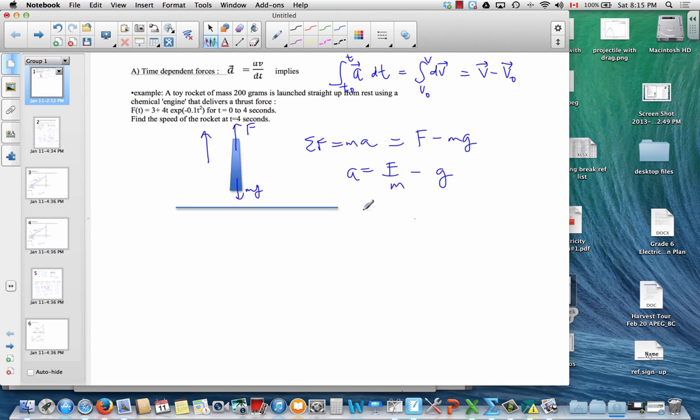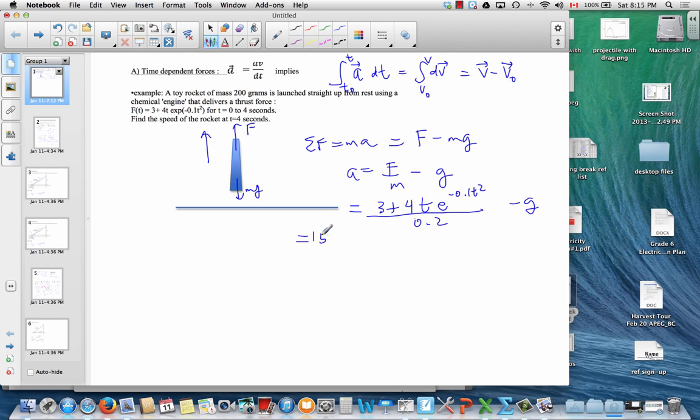Here's an expression for the force. And the mass is 200 grams, so that's 0.2. So it's 3 plus 4t e to the minus 0.1t squared, all of that divided by 0.2, all of that minus g. Now dividing by 0.2 is like multiplying by 5. So that's 15 plus 20t e to the minus 0.1t squared, minus g. So that's our acceleration as a function of time.